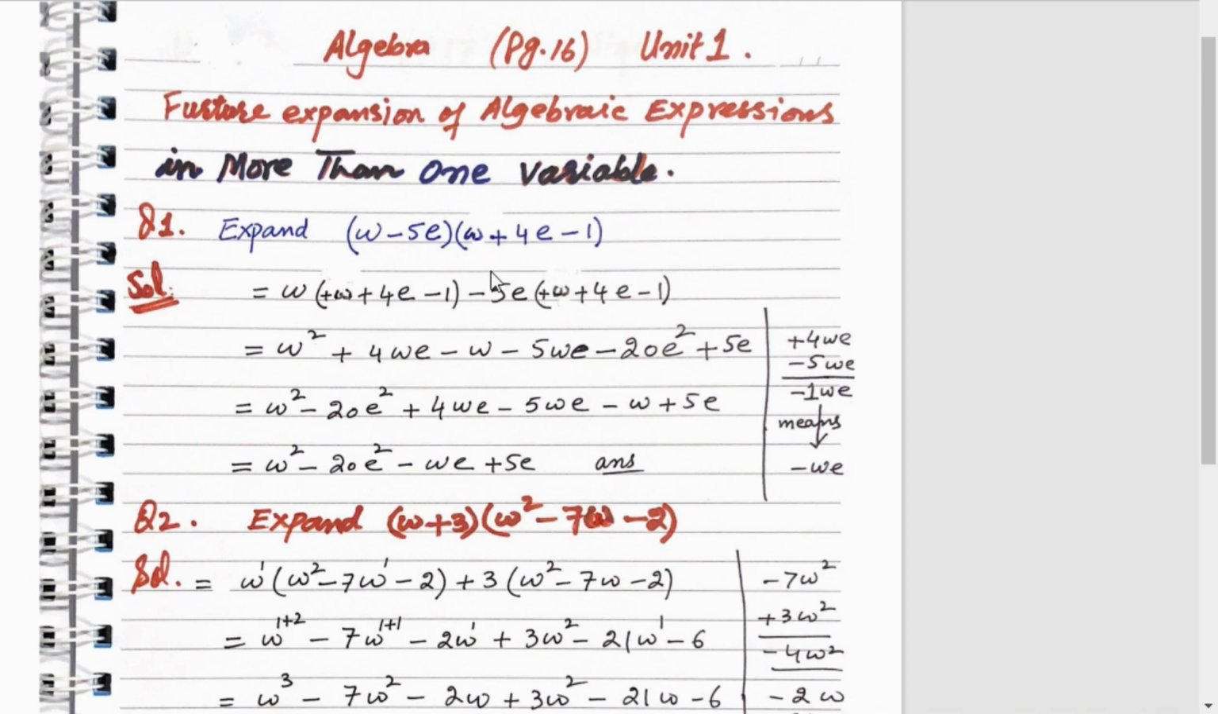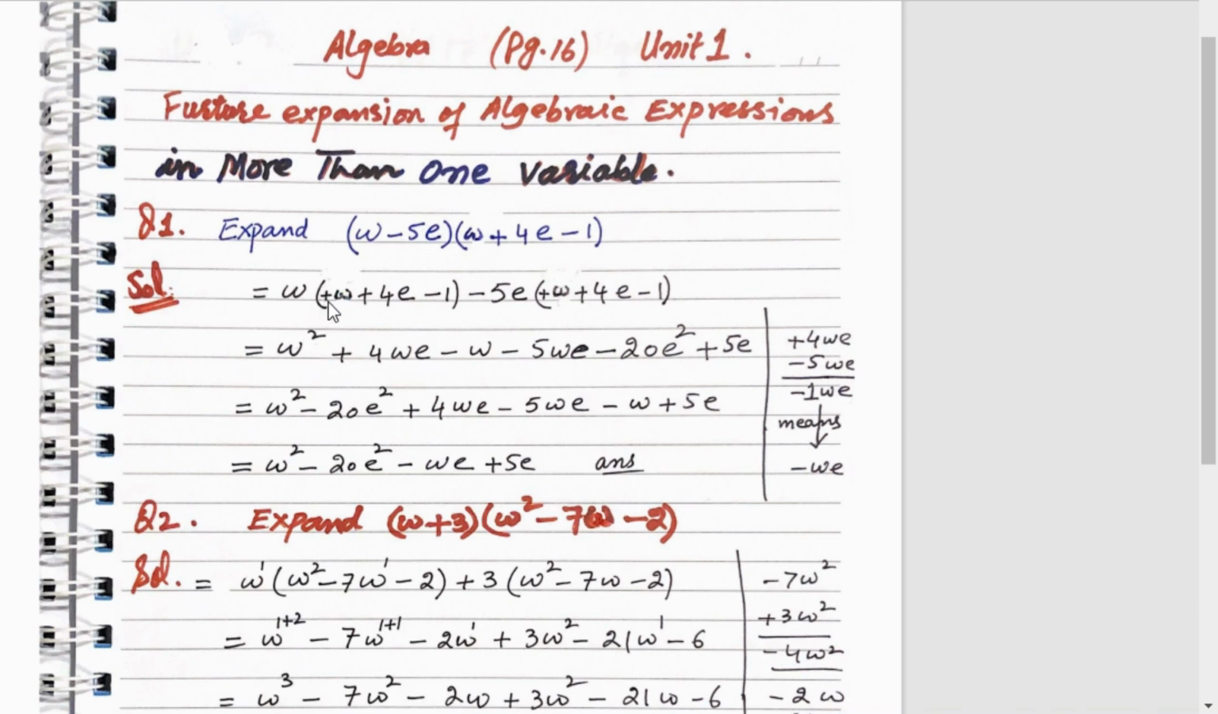First of all, we will make them ready for the multiplication like this: W multiplied by the second bracket, minus 5e multiplied by the second bracket. Now in another step, we will multiply them. W multiplied by w will be w square. 1 power and 1 power will be added up on the same variable.